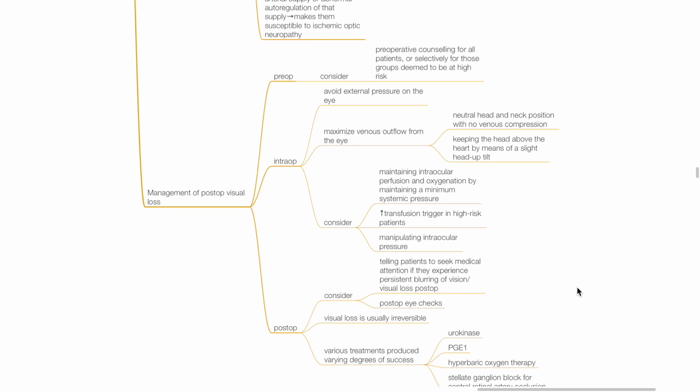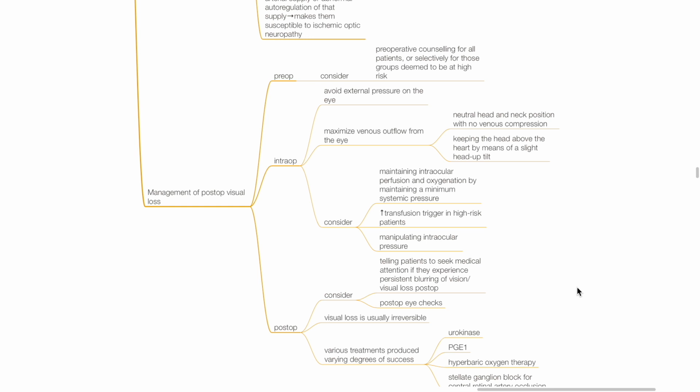Management of post-op visual loss. Preoperatively, consider pre-op counseling for all patients or selectively to those groups deemed to be at high risk. Intraoperatively, avoid external pressure on the eye, maximize venous outflow from the eye by neutral head and neck position with no venous compression, and keeping the head above the heart by means of a slight head-up tilt.